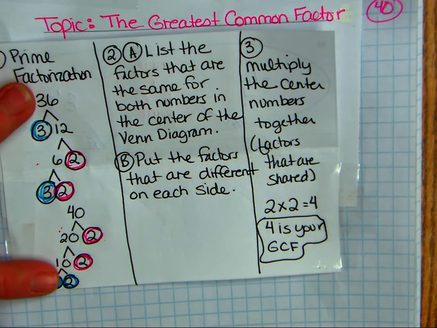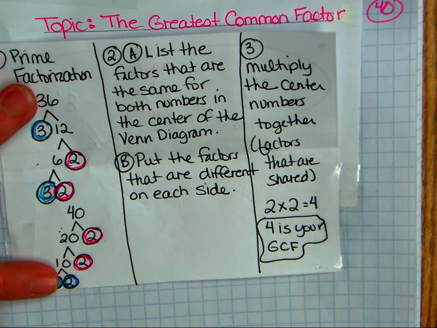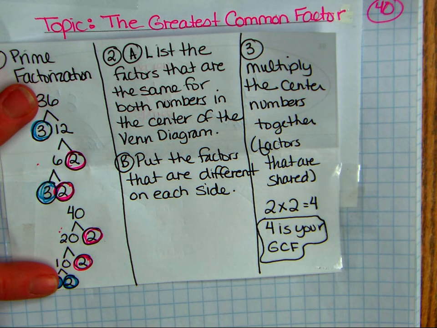So once again, reviewing those steps. You take the two numbers that you're going to compare. You find the prime factorization of both. You factor them out until you have all the prime numbers. You look to see which ones are shared. You put them in the center of the Venn diagram. You take the ones that are different and you put them on each side of the Venn diagram, and you multiply only the ones that are in the center together to find the GCF.